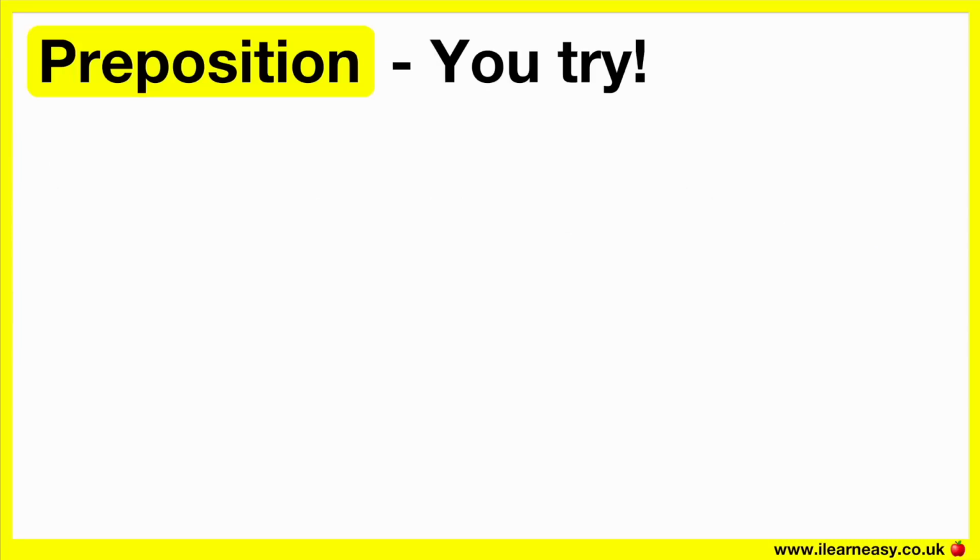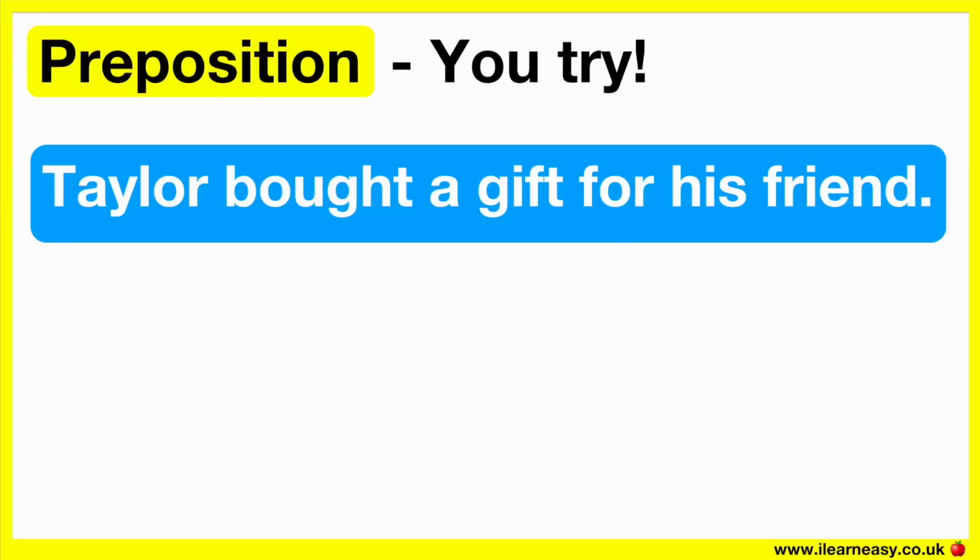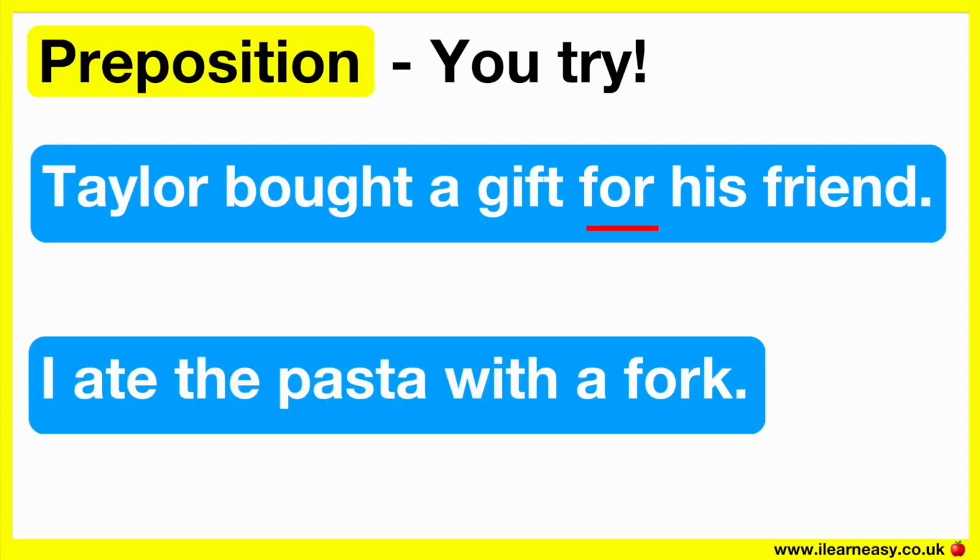Now you try. Read the sentence and identify the preposition. Taylor bought a gift for his friend. The preposition in this sentence is for. I ate the pasta with a fork. The preposition in this sentence is with.